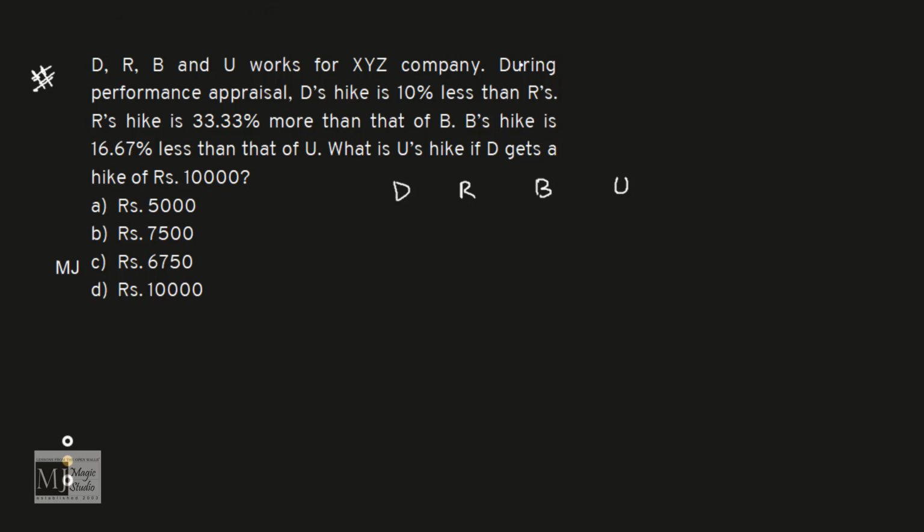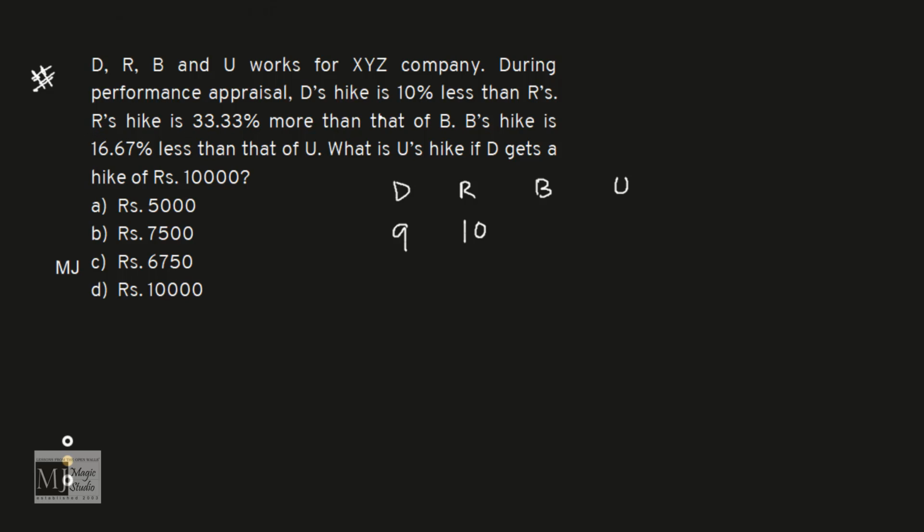Works for a company. During performance appraisal, D's hike is 10% less than R. So if R's hike is 10 rupees, D's hike would be 9. So the ratio of D's hike to R's hike is 9:10. This is how we should be converting it into fractions and ratio, and see how quickly we are able to do these joint ratio kind of sums.